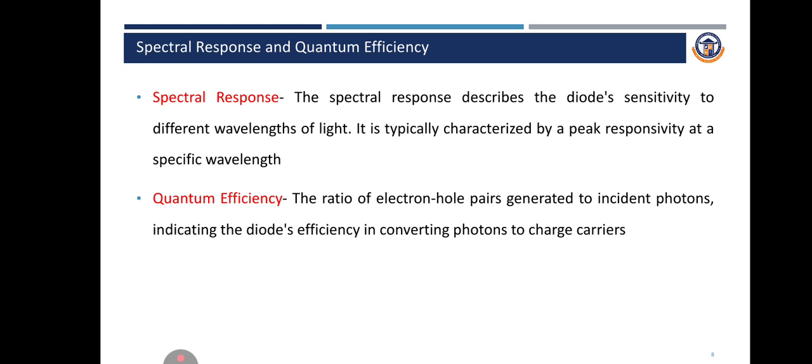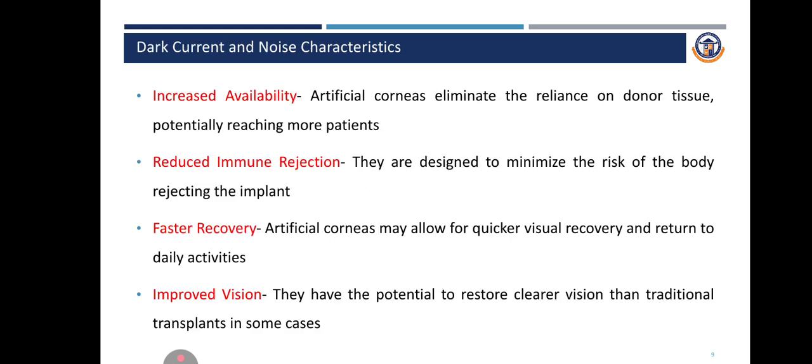It is typically characterized by the peak responsivity at a specific wavelength. Coming to the quantum efficiency, it is the ratio of electron hole pairs generated to the incident light photons, indicating the diode efficiency. So it's converting photons into charge carriers. The light energy, that is the photon energy, is converted into the charge carrier.